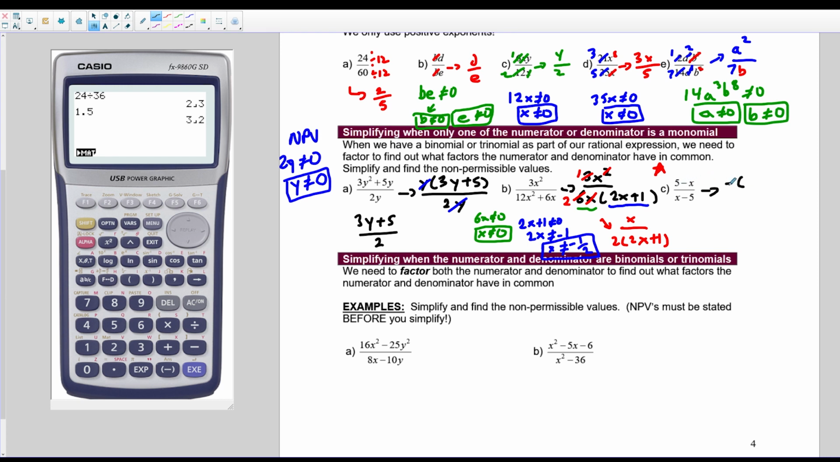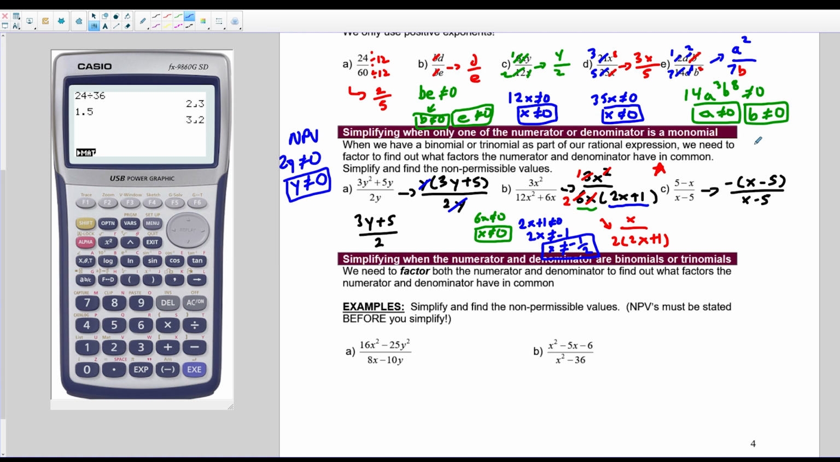So if I factor out a negative from the negative x, I'm left with a positive x now. And if I factor out a negative from the positive 5, I end up with a negative 5. So you can see here, if I were to distribute this negative 1, there's an invisible 1 right there, negative 1 times x gives you negative x, and negative 1 times negative 5 gives you a positive 5. And now we can just divide this by x minus 5.